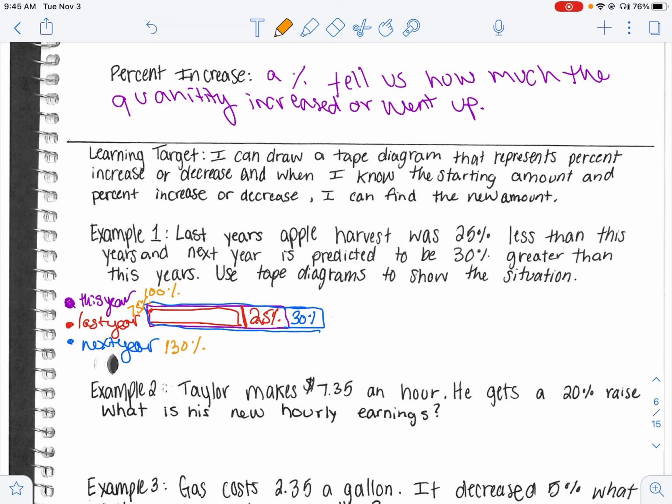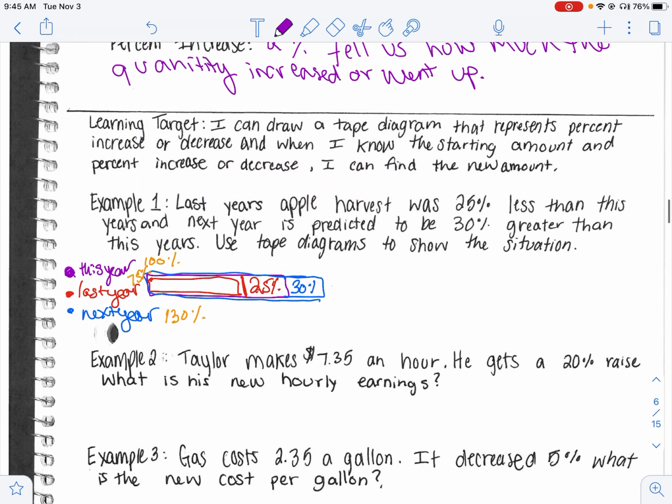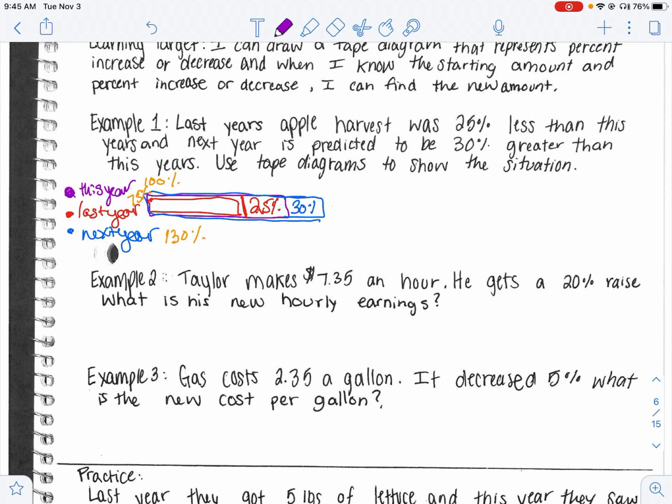All right, looking at the next example, it says Taylor makes $7.35 an hour and he gets a 20% raise. What are his new hourly earnings? First thing we have to do is turn this percent into a decimal. So we move 2 spots to the left and we get 0.2. We take his original salary, multiply it by 0.2 to get the amount of what he's going to be making.